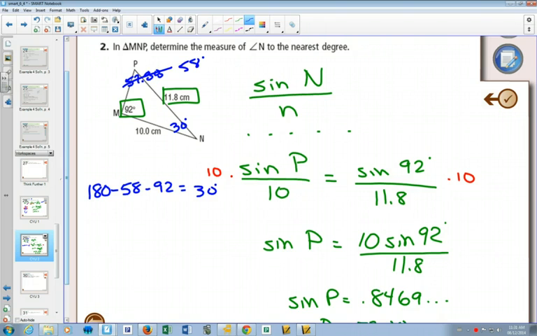And if you wanted to, you could now find little n because we know a side and opposite, and we've got 30 degrees, so we would be able to figure out, using sine law, the other side as well. But the question just asked us to find angle n, and we had to do a little bit of work first to find angle p, but then all angles add up to 180 degrees, and we get 30 degrees. So you can do question number 4 in the homework to practice this one.